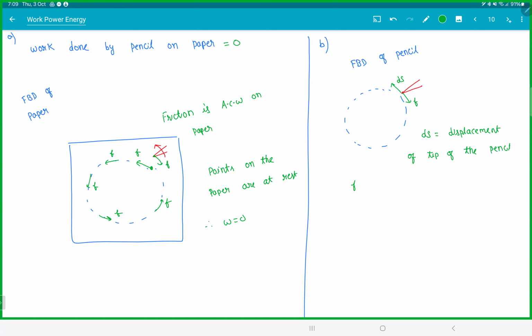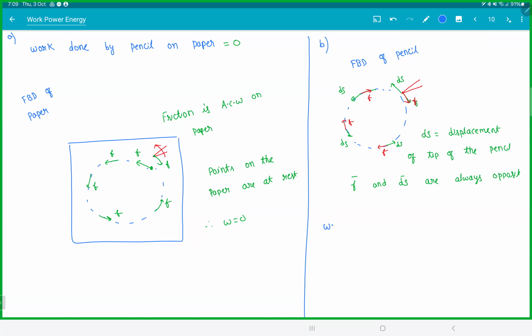And you will notice here F bar and ds bar are always opposite to each other. Meaning, I'll take the friction in red. Friction will be like this, like this, like this. If you look at the displacement, displacement will be like this, like this. So be careful here. Friction is not constant. The magnitude is constant, but the direction is changing.